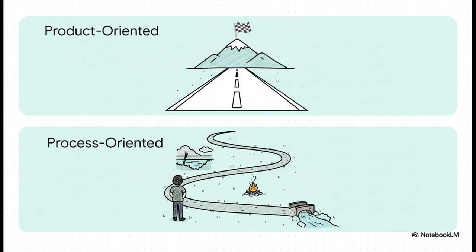The old product-oriented syllabus is all about the destination, getting to that endpoint where you know the language. But the new process-oriented syllabus, it's all about the journey. It's about the things you do and the experiences you have to get there.